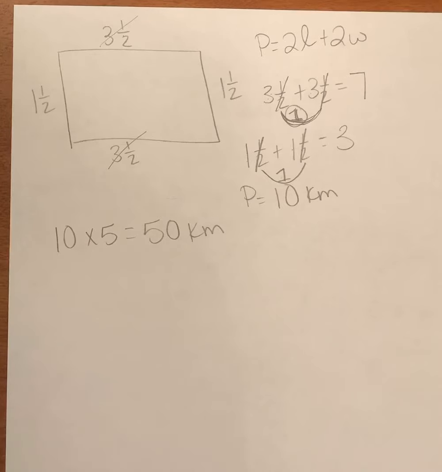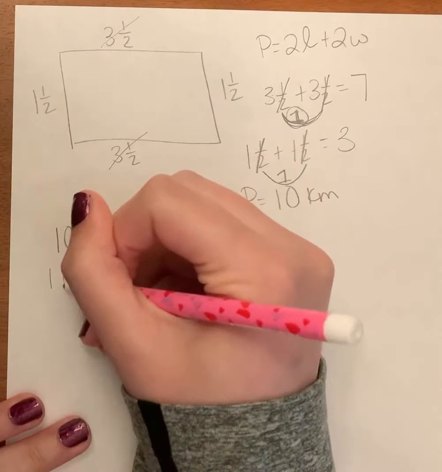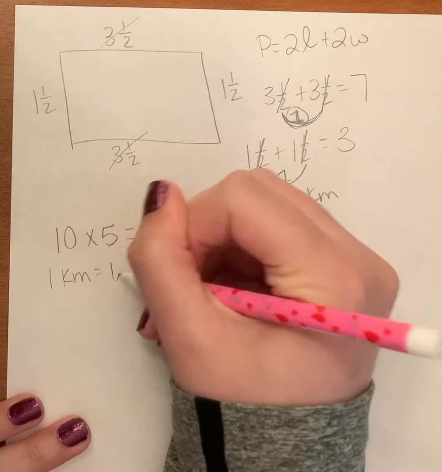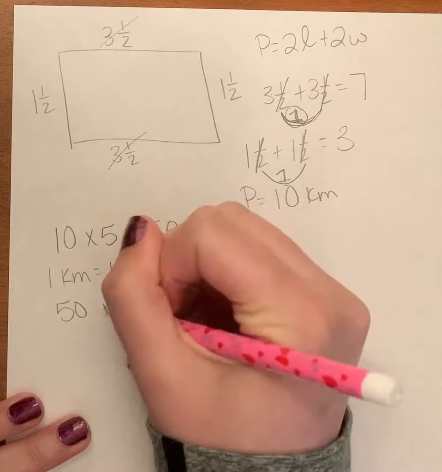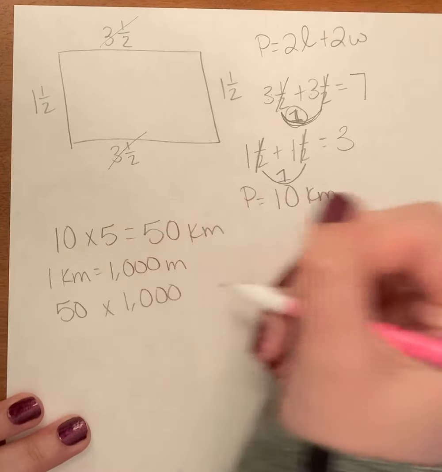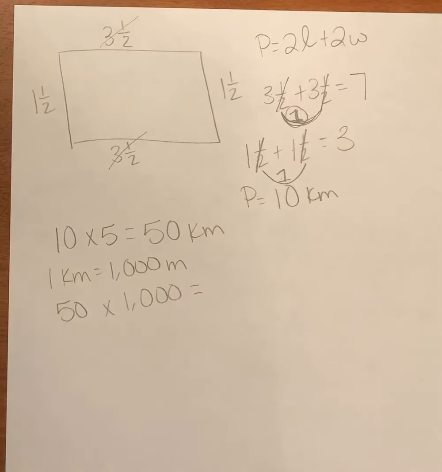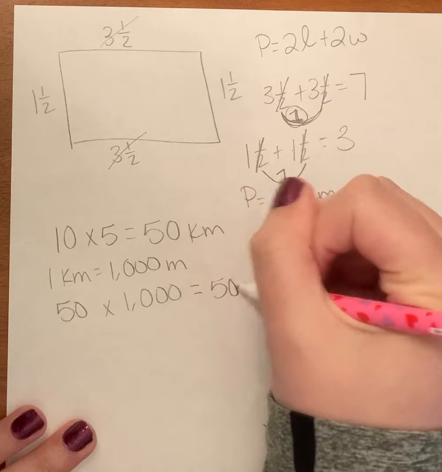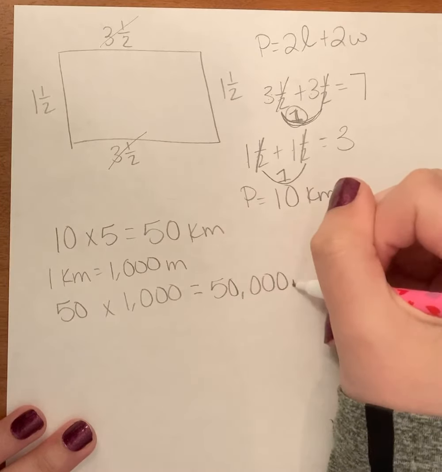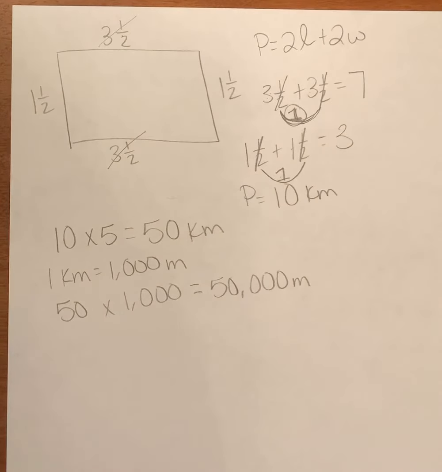Now I want to know how many meters I walked. Well, I know that 1 kilometer equals 1,000 meters. So I need to take 50 times 1,000 to give me how many meters I walked. 50 times 1,000 would give me 50,000. So I walked 50,000 meters.